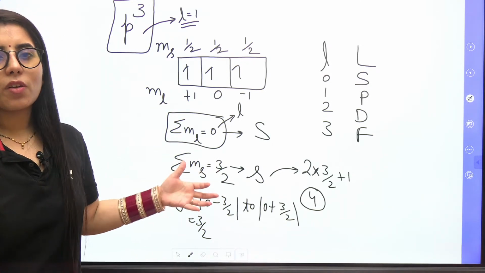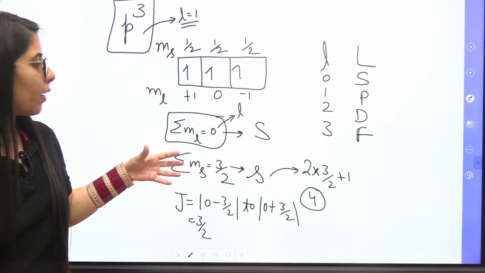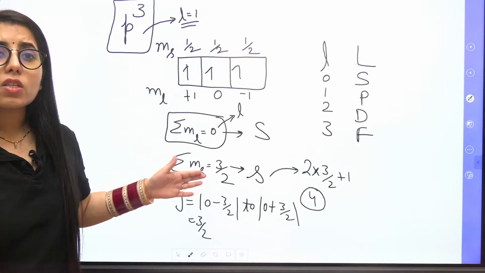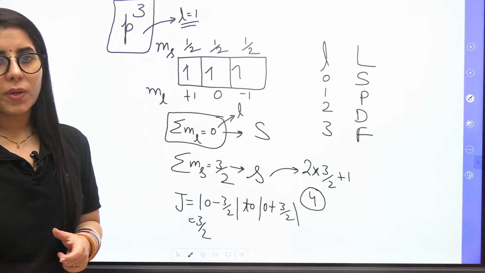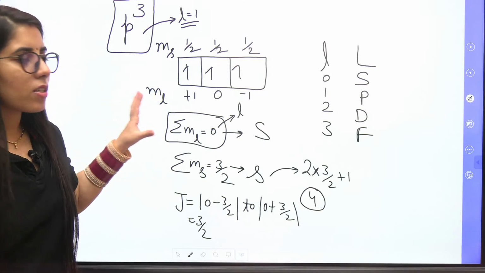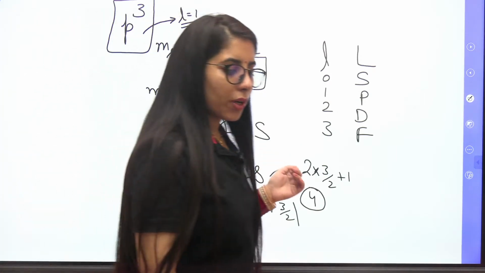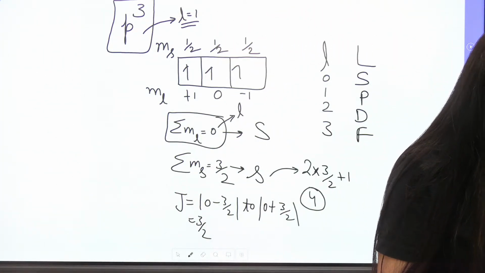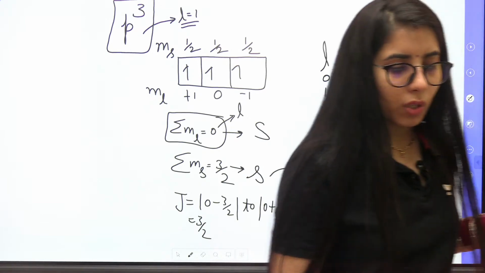There are not so many different terms you are getting here, which means this is going to be the ground state spectroscopic term. That's the process you have to follow, and this is a trick which is going to help you to get the ground state spectroscopic term notation.